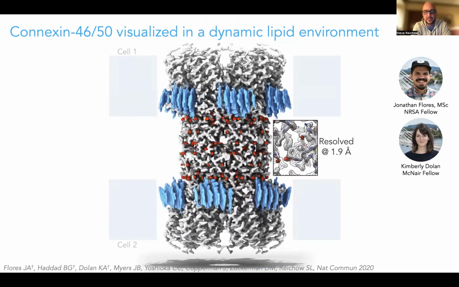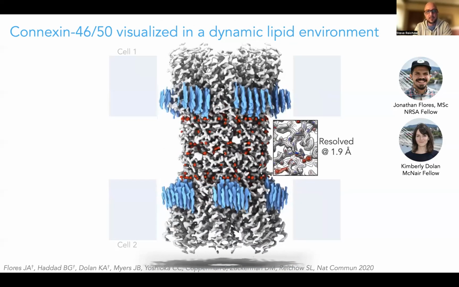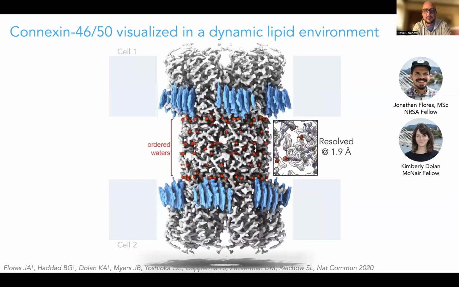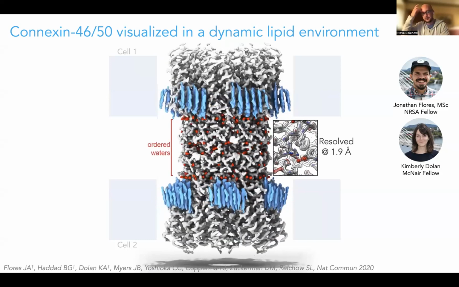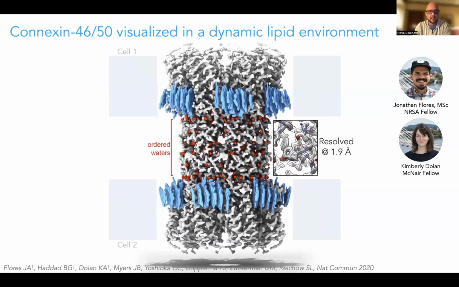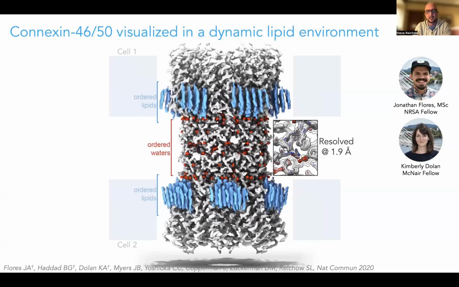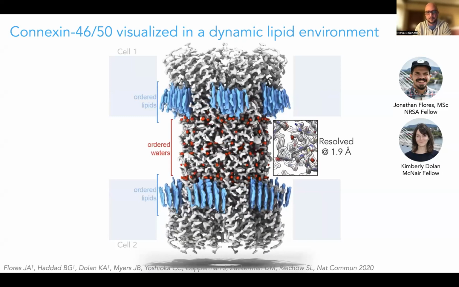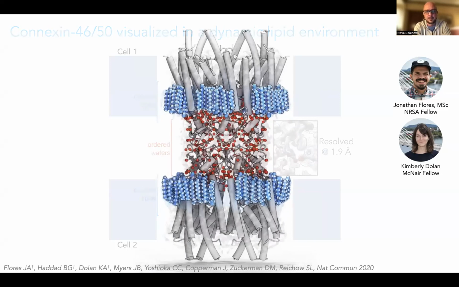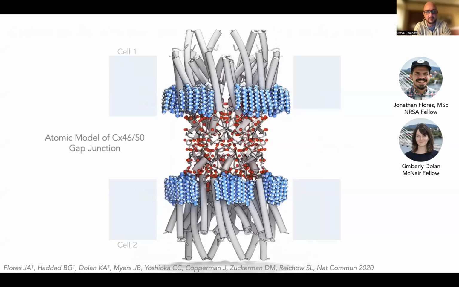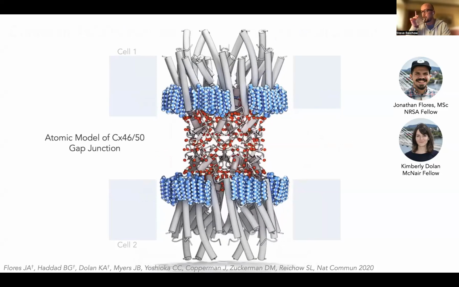But for me, what was really exciting is all the additional features that we were able to resolve at such high resolution. These red punctate densities are all the ordered solvent molecules that are bound to the channel. And of course, given the motivation for this work, we're very excited to see these blue rod-like densities, which are the ordered lipids bound to these channels. And then ultimately, we were able to build this highly refined atomic model of the gap junctions, the lens gap junctions.